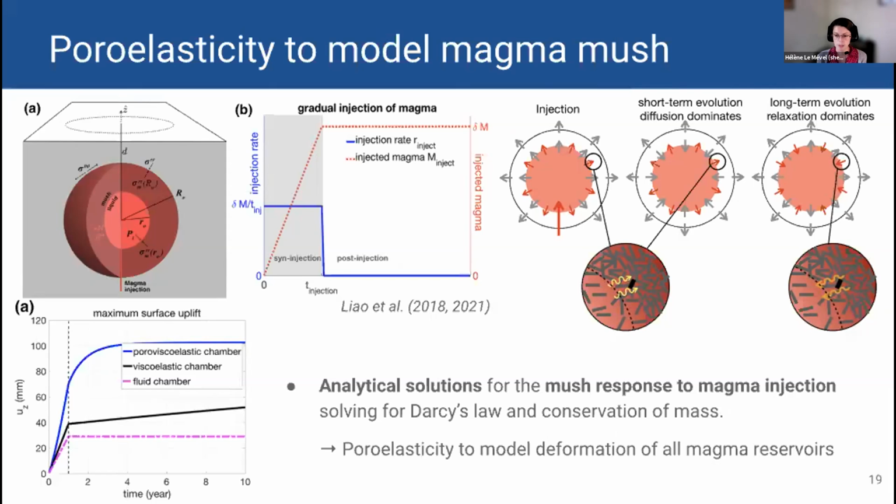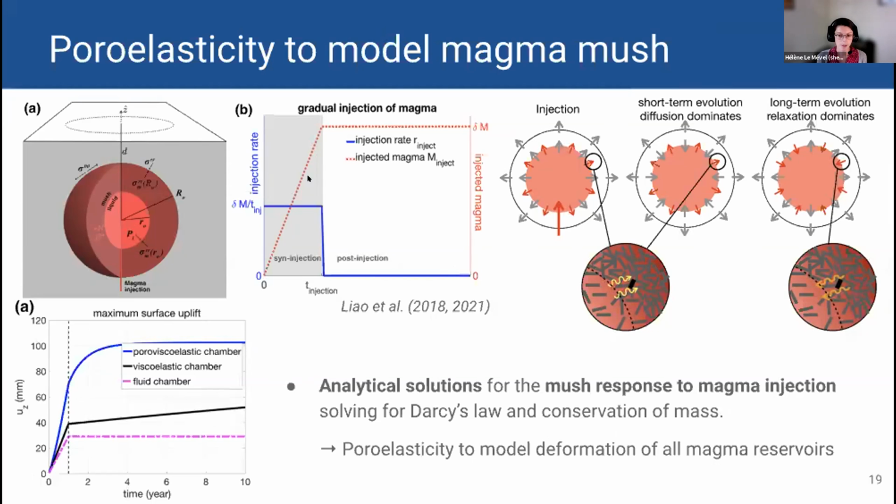So those models showed that the time-dependent response of a poroviscoelastic magma chamber is governed by two timescales. So the poroelastic diffusion timescale and the viscoelastic relaxation timescale. The short-term evolution of the magma mush system is dominated by the poroelastic diffusion timescale. So that will be the important one to interpret the surface deformation, since the surface deformation happens over usually less than a year or few years.